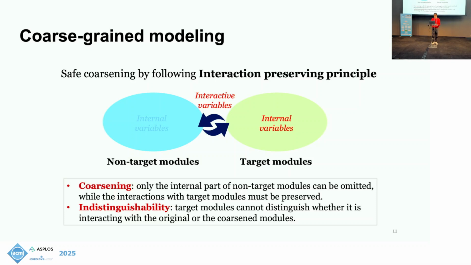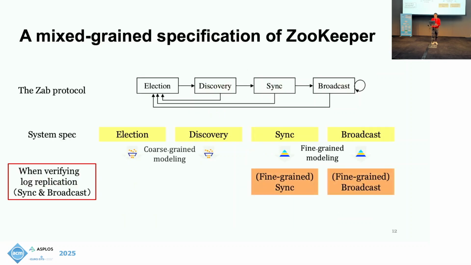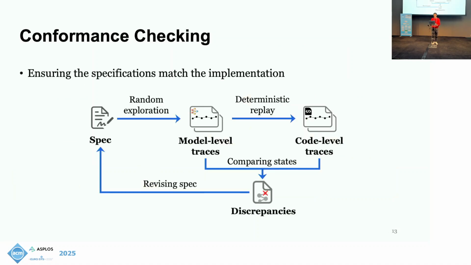For more details of the formal definition and the proof, please refer to our paper. With the fine-grain modeling and coarse-grain modeling of different modules, we can easily compose them into a mixed-grain spec. So how to ensure the spec quality? In practice, we do conformance checking to ensure that the specs we wrote match the implementation.